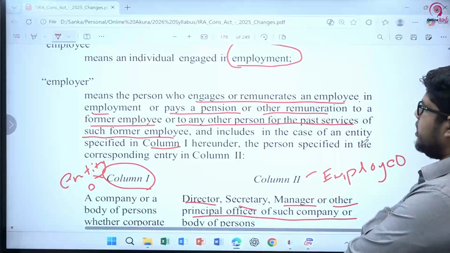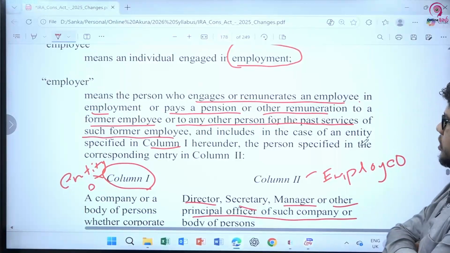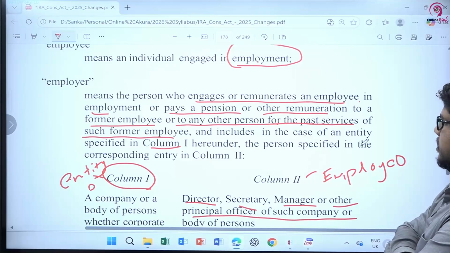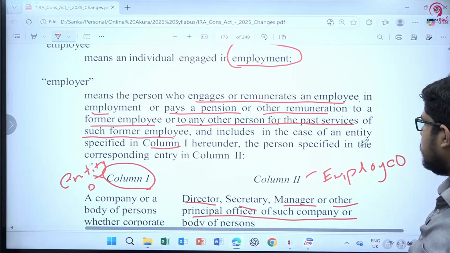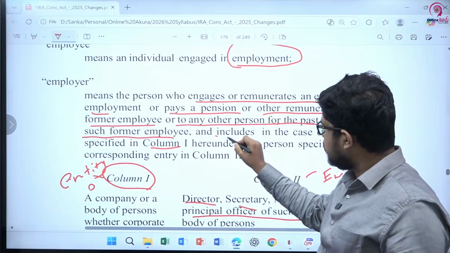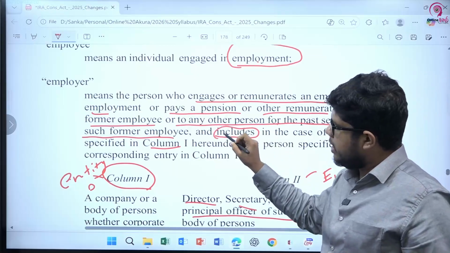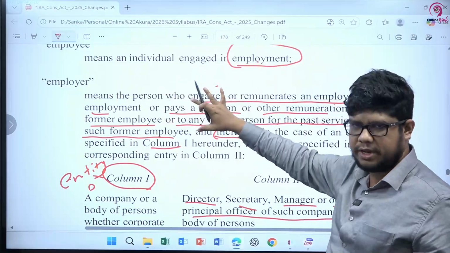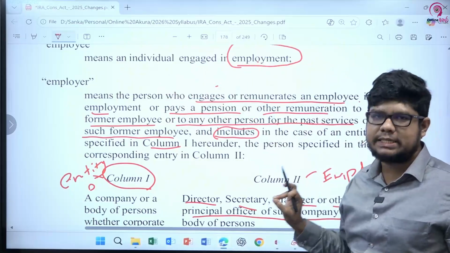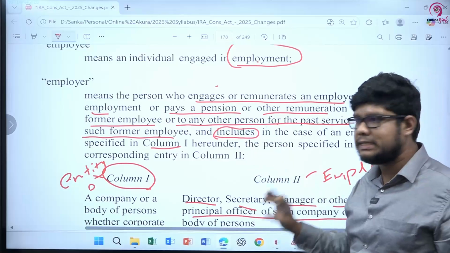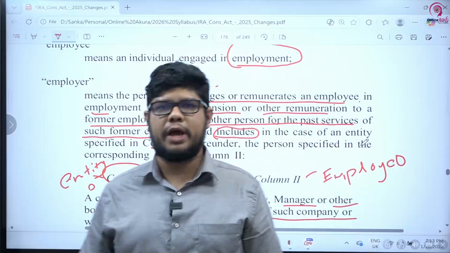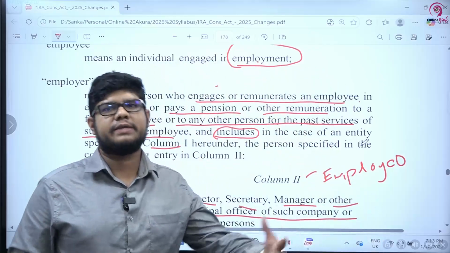Means a person who engages, remunerates, employs in employment, or pays a payment. Here, see, it's inclusive, again inclusive. An exhaustive definition is provided. Firstly, they provided the proper definition. Then they provide examples. "Includes" always means examples, but not limited to the below types, right? There could be other examples as well.